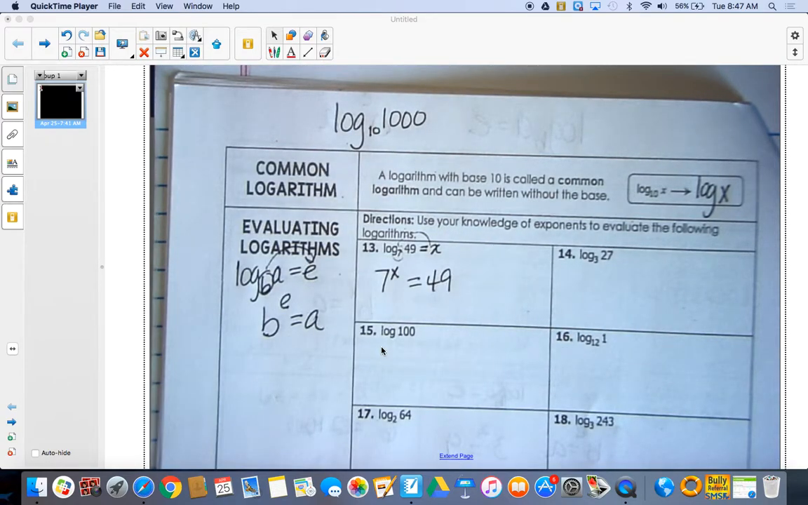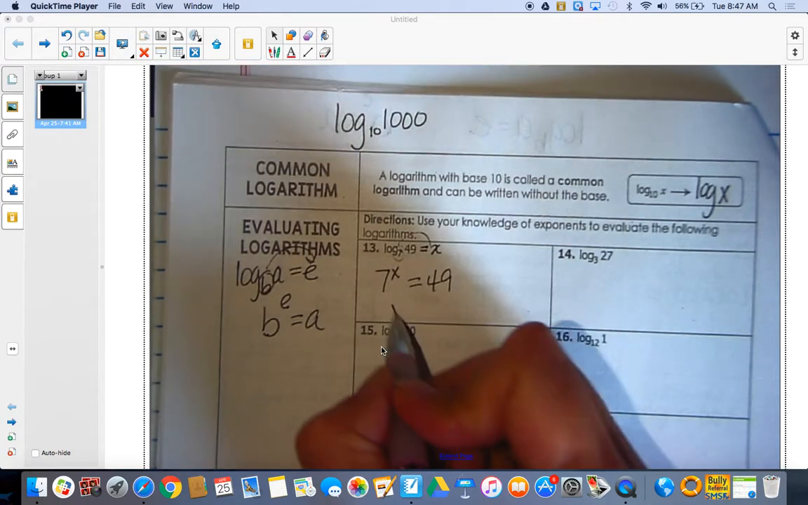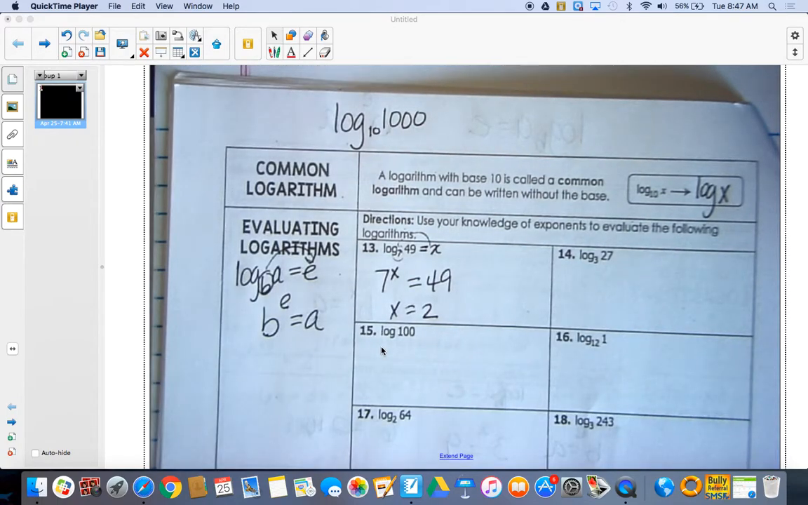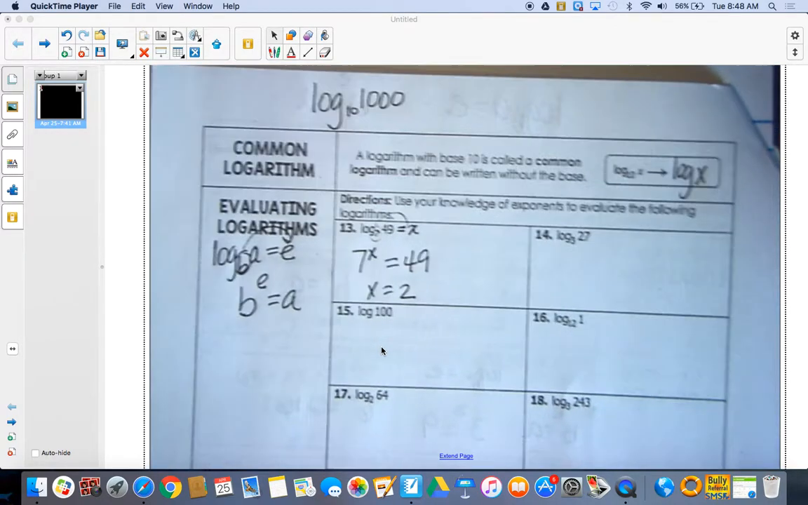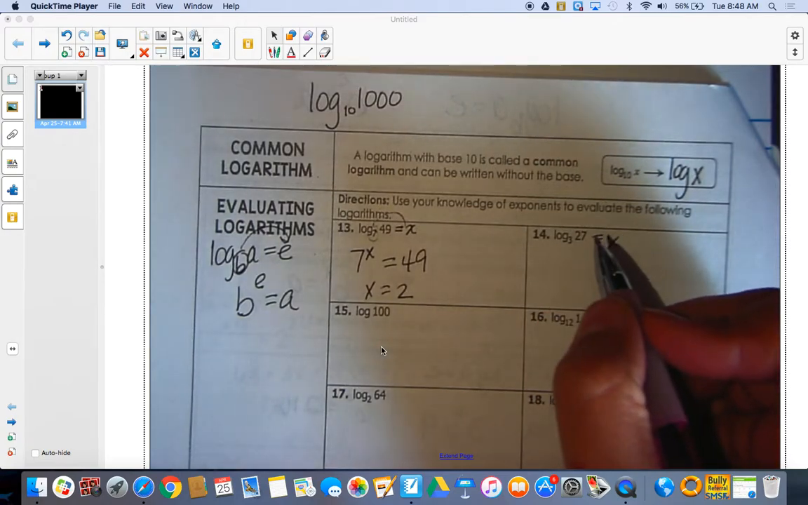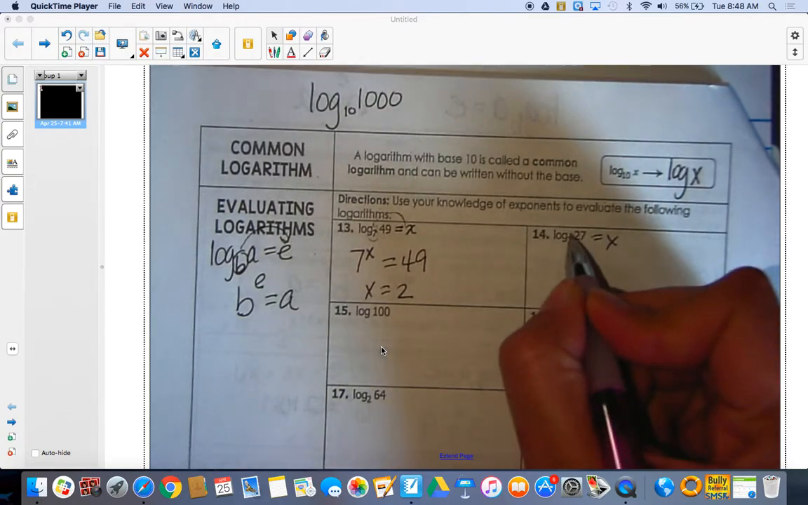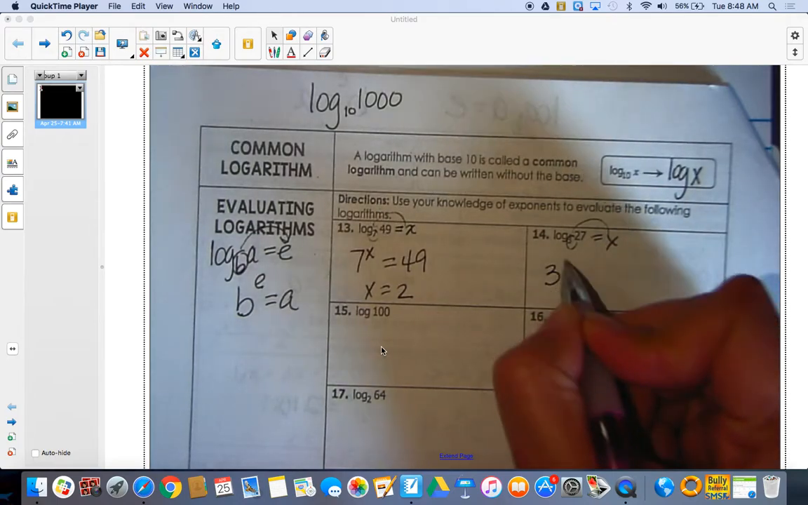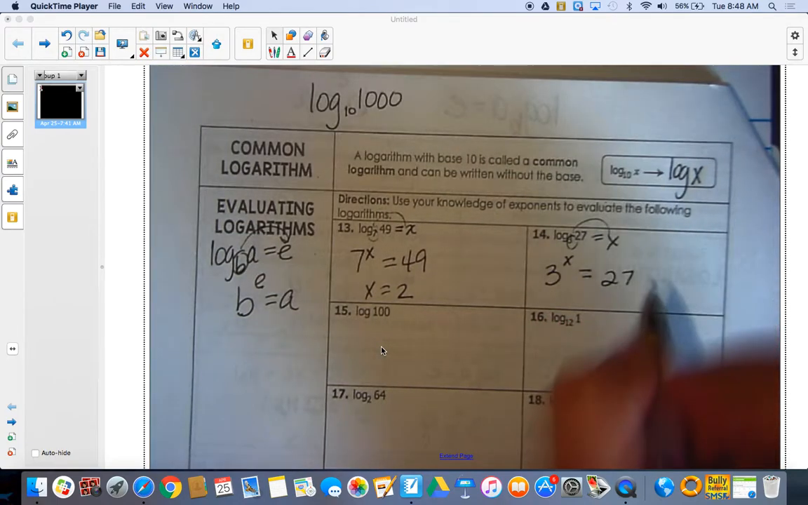Now you should be able to do mental math. What number will x equal to make this statement true? 2. So it equals 2. Let's look at the next one here. Let's put equals x. And we'll do base to the exponent, 3 to the x equals 27.